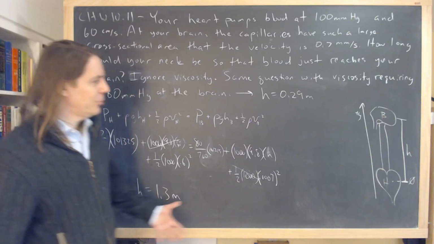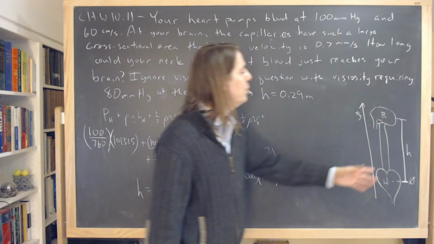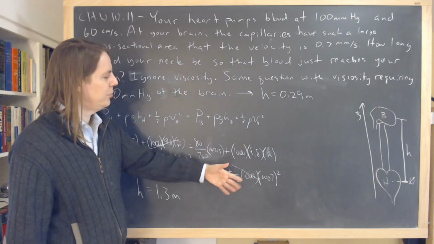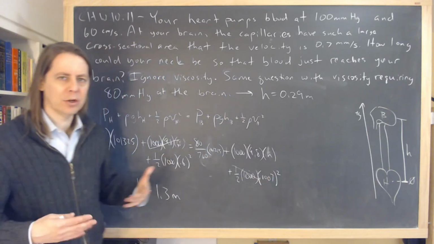So this was an example of Bernoulli equation where we had height difference, we had a flow rate difference, although one term was basically negligible. And we even had a pressure difference, so we're including all the terms in this problem.